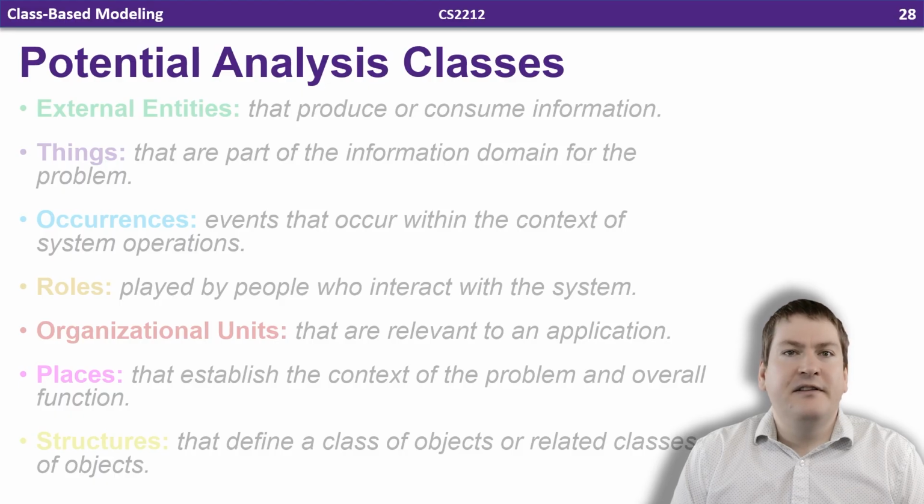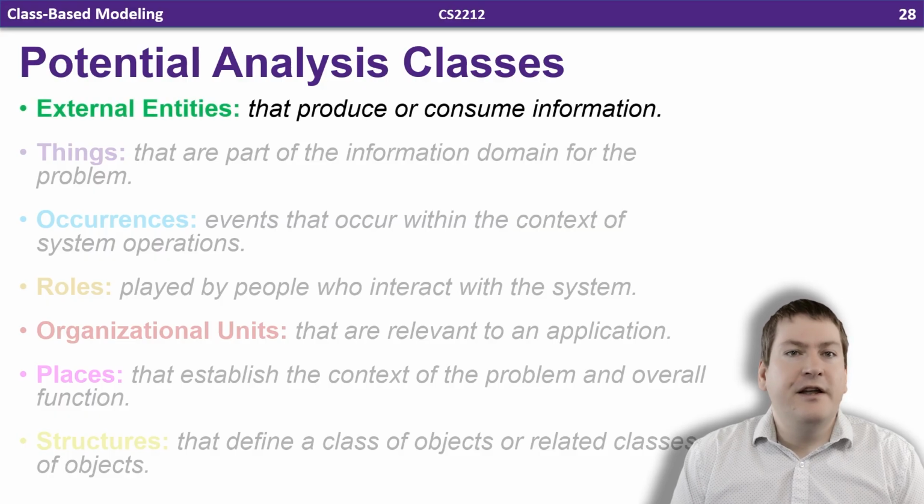So analysis classes manifest themselves in a few different ways that fall into one or more categories. These are those categories I mentioned when I said we have to categorize the nouns. So let's go through each category and describe it. The first category is external entities. These are things such as other systems or people that produce or consume information.